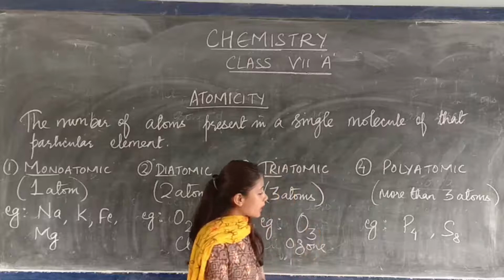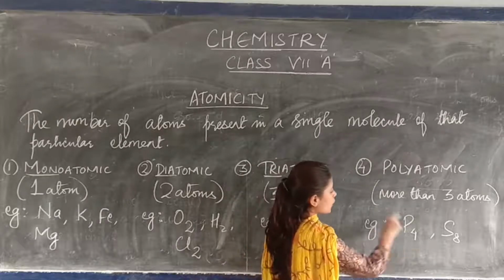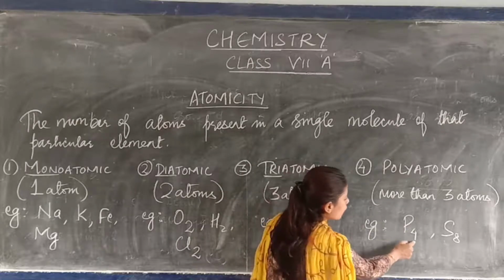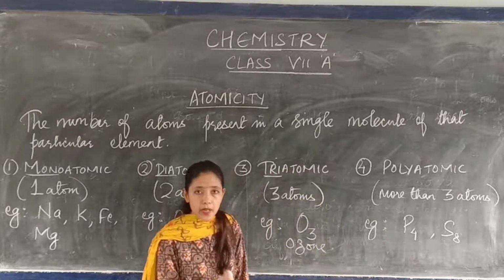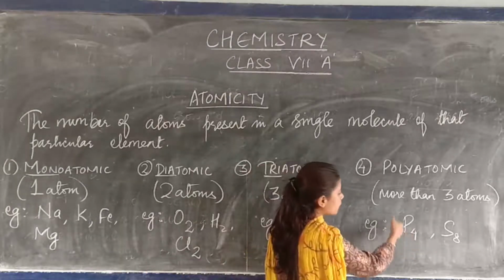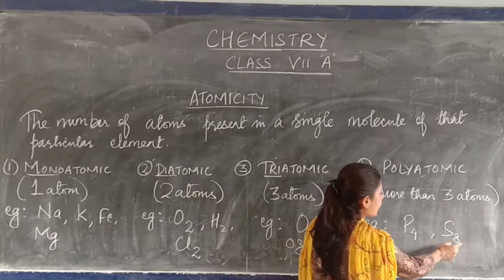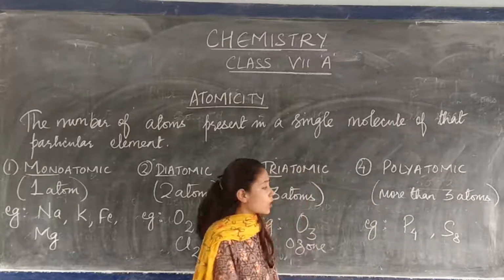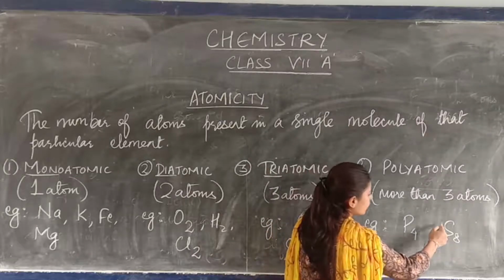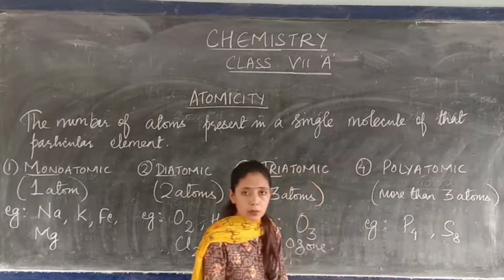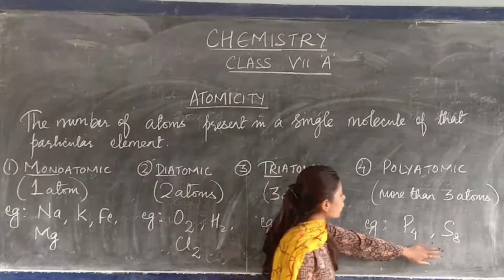Some examples are P4, a phosphorus molecule. Here four atoms of phosphorus are present, so this is a polyatomic molecule. This is sulfur, where eight atoms of sulfur are present. This is one molecule only, and it contains eight atoms of sulfur, so this is polyatomic.